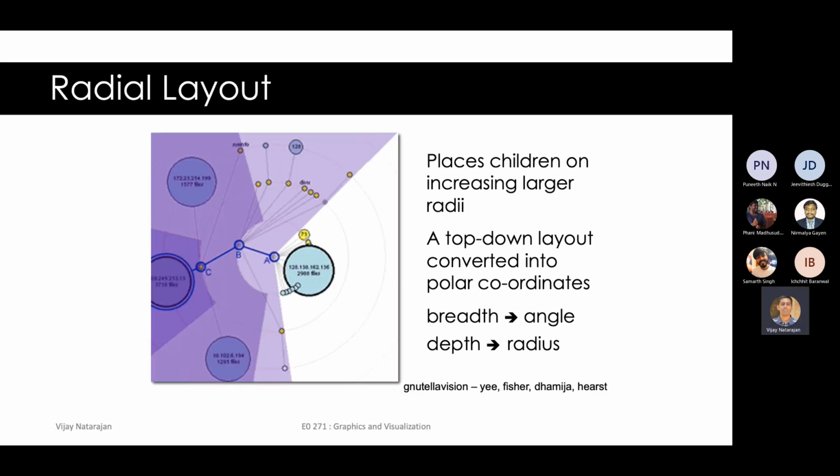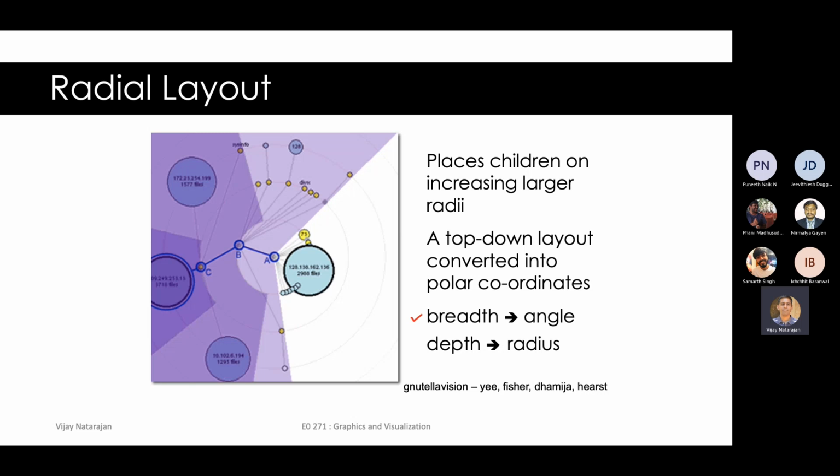Okay, so there is a simple variant of this layout where you go from the Cartesian coordinate system to the polar coordinates. So for a similar tree, if you use the angle and radius instead of the height and width, then you have what is called a radial layout. Here the root is located at the center, that is A, and the breadth of the tree is mapped to angle.